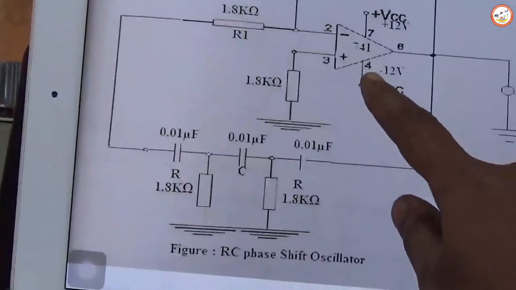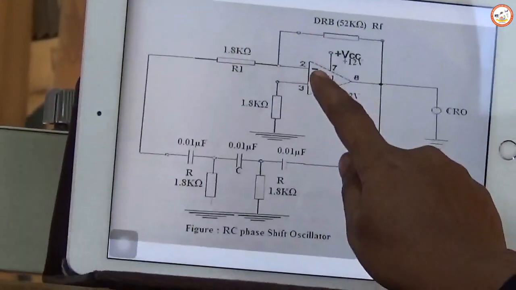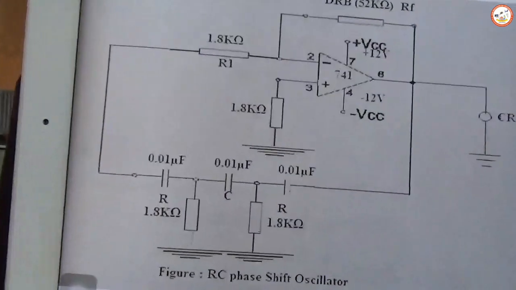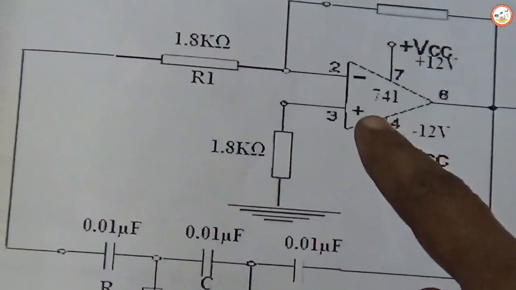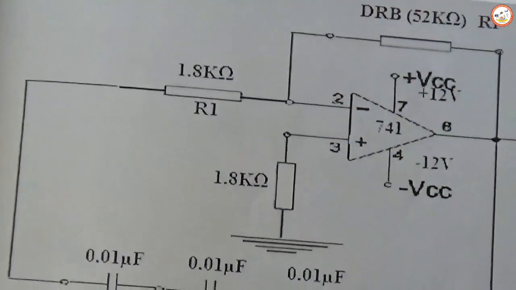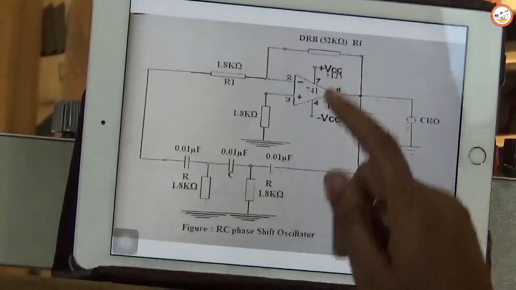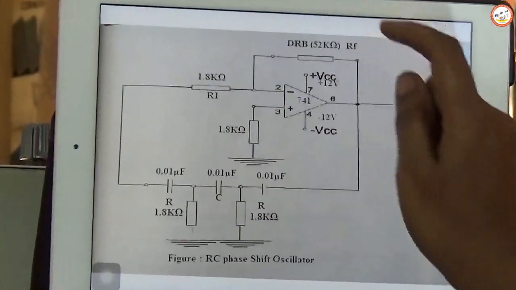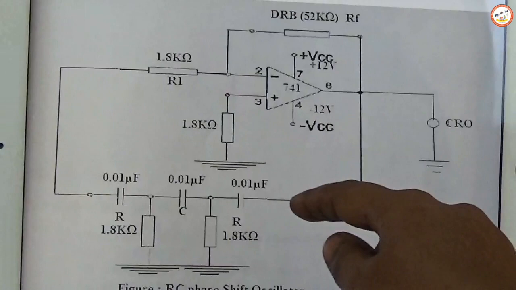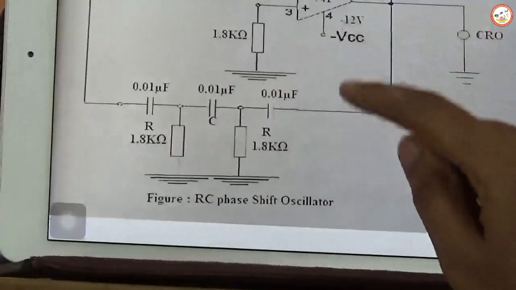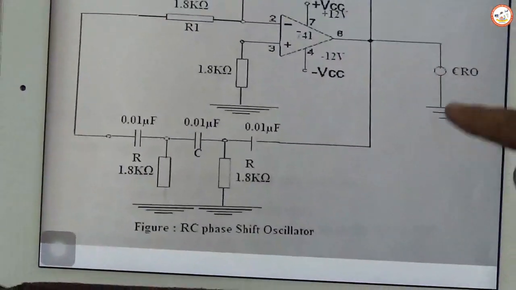You can observe it has 2 input terminals, one inverting and one non-inverting. The minus terminal we call the inverting terminal, which produces inversion, that's why. The plus terminal we call the non-inverting terminal, and the 6th pin is the output. This part we call the amplifier, which is using 741. This part is the actual feedback circuit using RC phase shift.